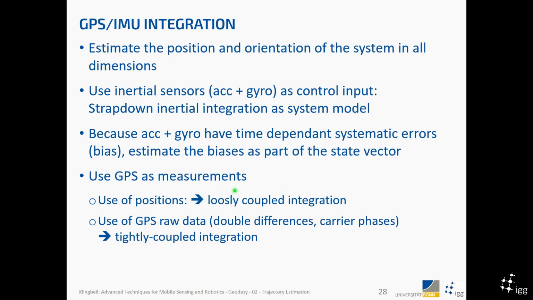We use positions that come from my GNSS receiver. If we do that, then this is called a loosely coupled integration, right? So it's a loosely coupled GPS-IMU integration. And we can even use raw GNSS data like double differences and carrier phases, all the things that we've learned in the last semester in the GNSS lecture. We can also use that as observations in the filter. And in this case, this is called a tightly coupled integration. So it's a tightly coupled GPS-IMU integration.